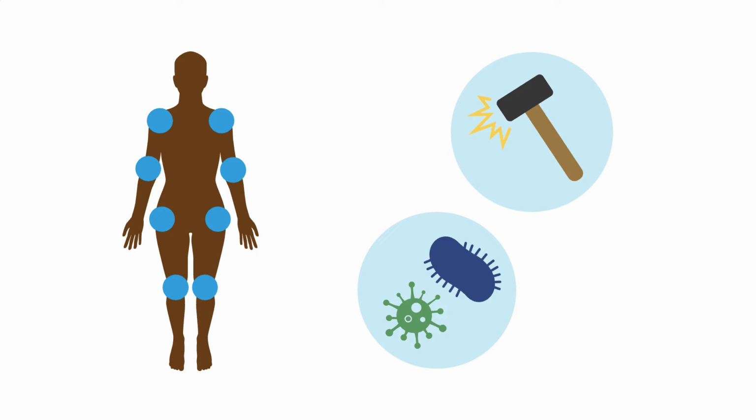The bursa that are most affected are those near the large joints of the shoulders, elbows, hips, and knees. And three common causes of bursitis are trauma, infection, and crystallopathies like gout or pseudogout.